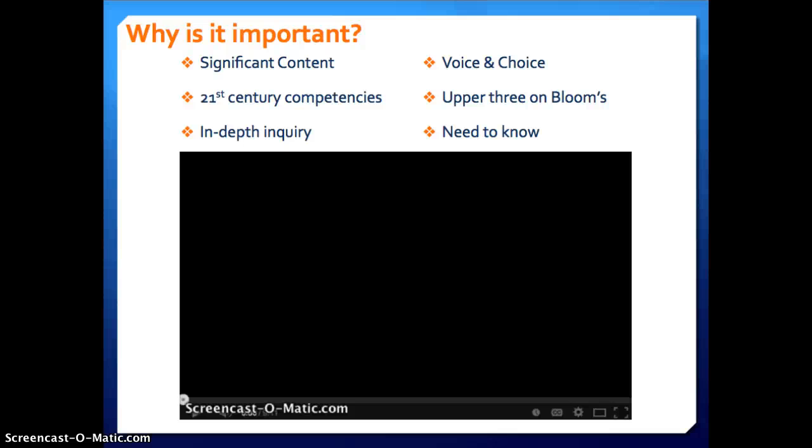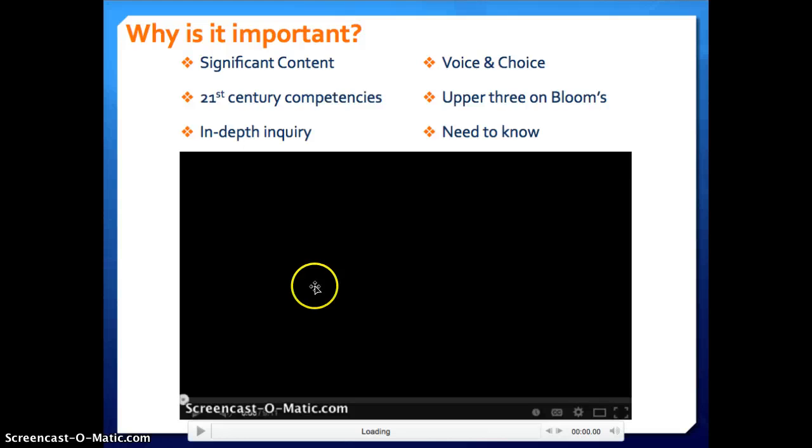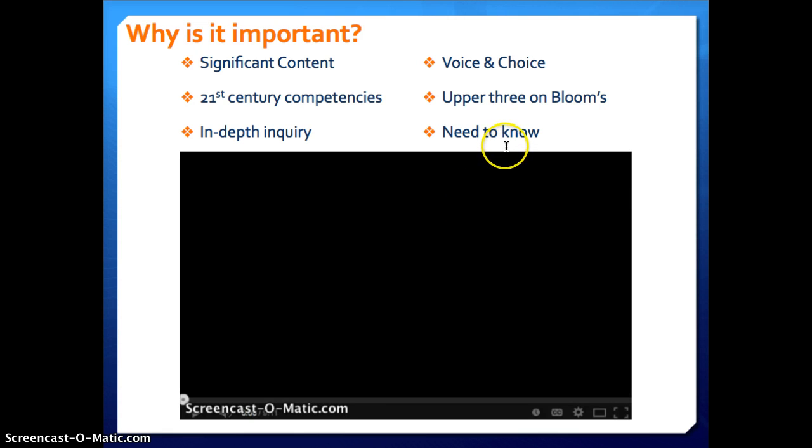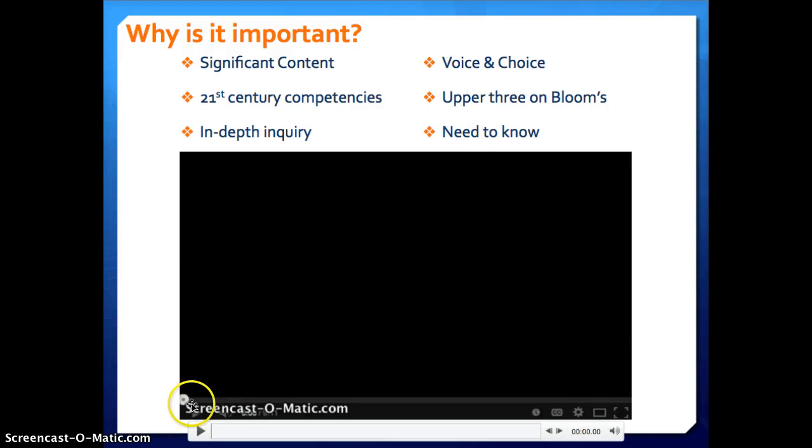They also have the opportunity for voice and choice. So in other words, they get to express how they feel about the content, but they also get to choose how they want to solve the problem, which I think allows students to really take ownership. And also, project-based learning allows students to understand what they need to know in order to be literate citizens in the future. So we're going to watch this short video on why project-based learning is so important.